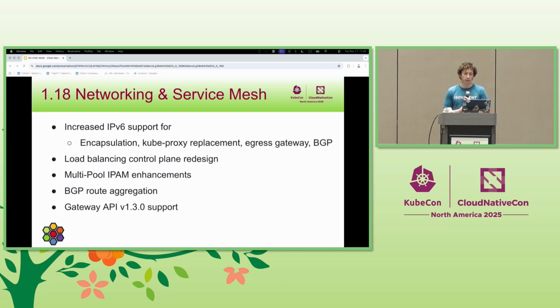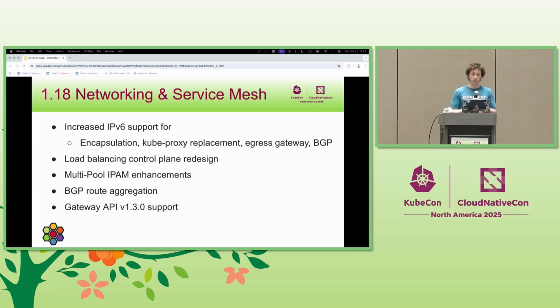Cilium just had the 1.18 release, and there are lots of exciting announcements from it. There's a lot of increased support for IPv6, including encapsulation, kube-proxy replacement, egress gateway, and BGP. There are actually 2 talks here at KubeCon about using Cilium for IPv6-only Kubernetes. One was yesterday at CiliumCon, and there's one later in the week.